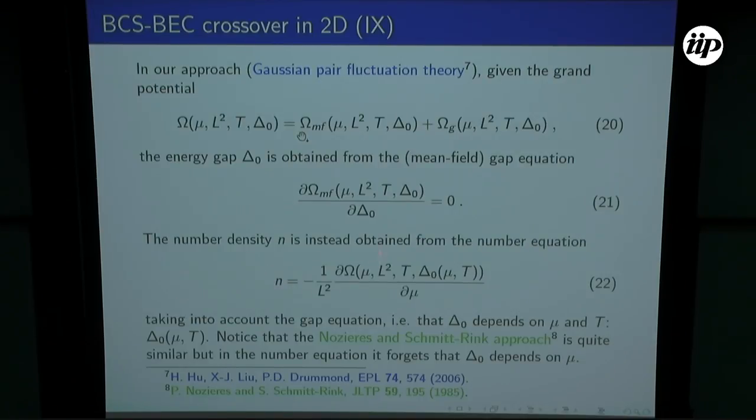But there is another important equation, that is the number equation that gives the density. Here the density is a byproduct and obtained as the partial derivative of the grand potential with respect to mu. Notice that here you have the full grand potential, omega. Instead here you have only the mean field one. This is done usually to get a reliable theory at the Gaussian level.